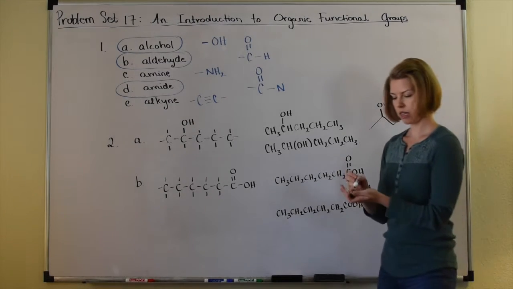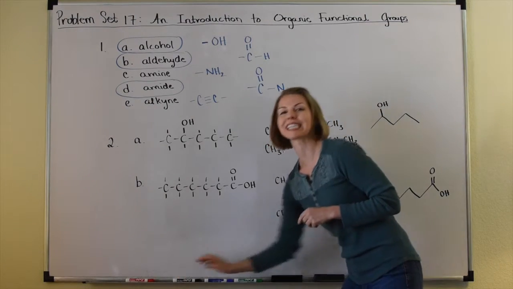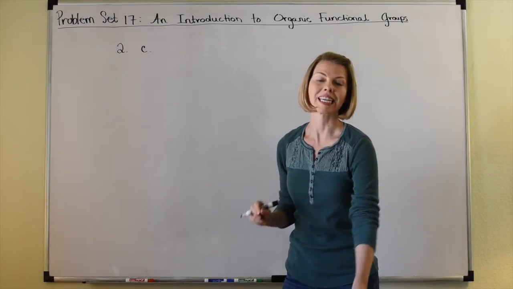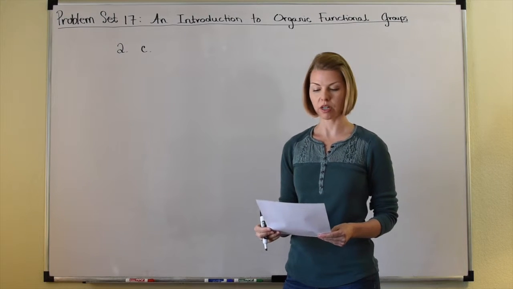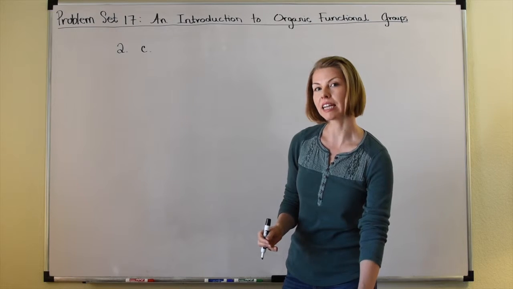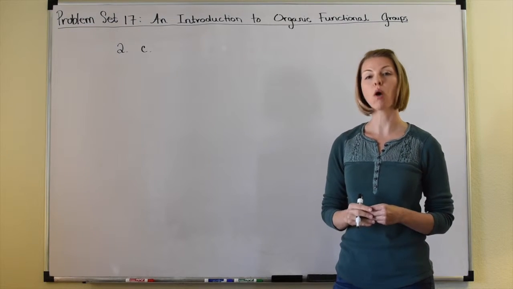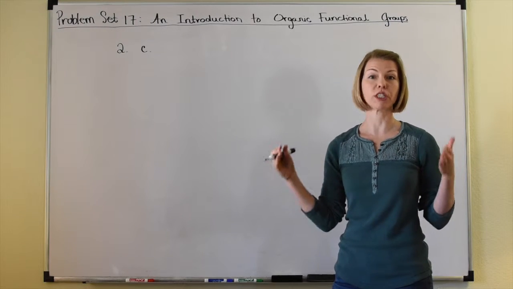All right, I think we should go ahead and erase here before we go on to part C. Okay, number 2, part C, 2-heptanone. So hept means 7, and the ONE ending tells you that you're talking about a ketone functional group. Where is it? At the 2nd position of that 7 carbon chain.